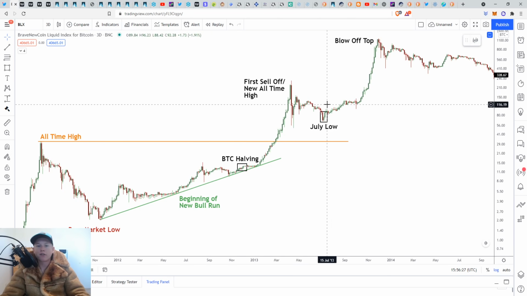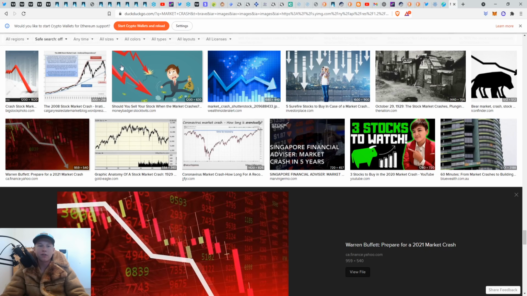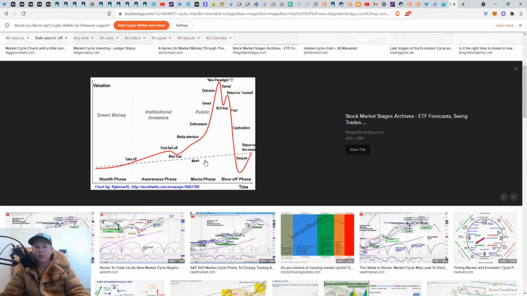Now the reason I call it the first sell-off instead of this one or even this one is simply because of the market cycle chart. And if we actually come over here and analyze, this is the chart that I know you're familiar with because I've talked about it a lot on this channel. The stealth phase is the very beginning. This is the takeoff.